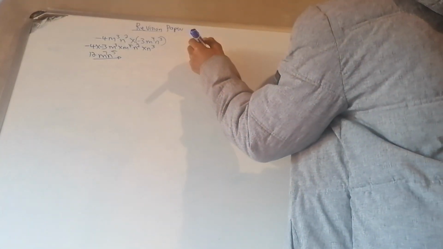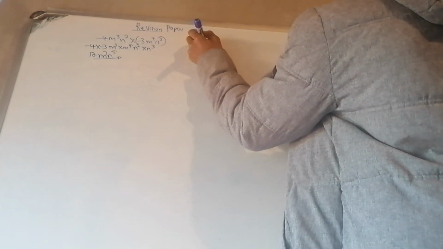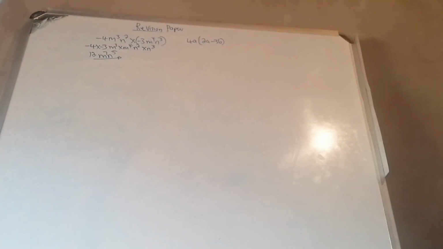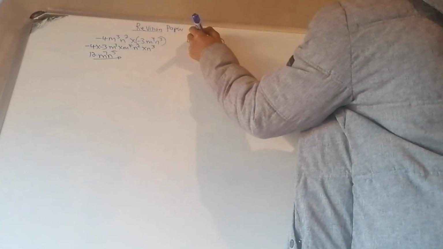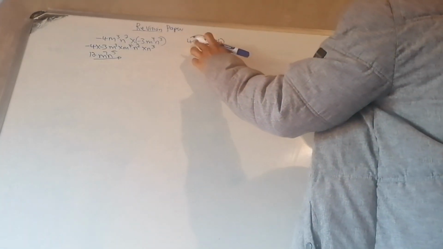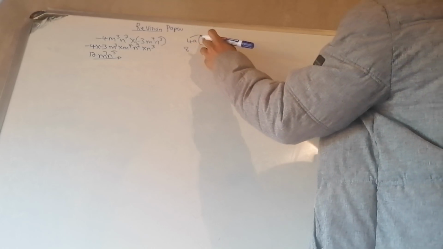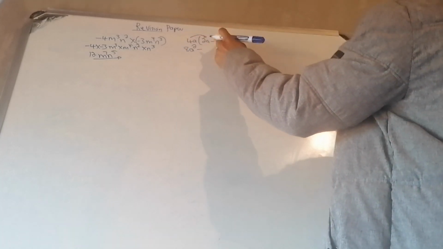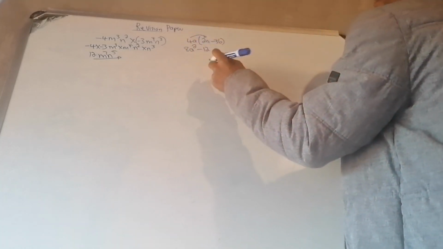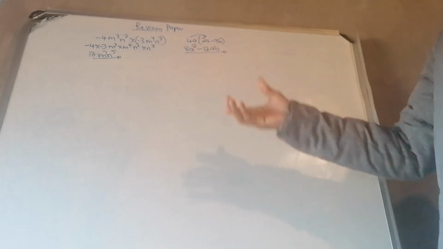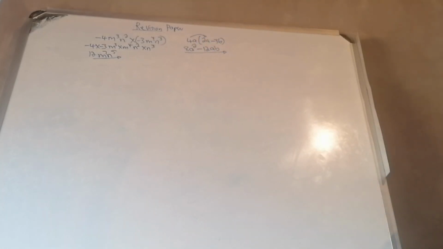Now we are given 4a times 2a minus 3b, and we simplify it. 4 times 2 is 8. a times a squared. Minus 4 times 3 is 12. And then a times b is ab. And then you are done, because like terms you cannot add or even subtract.